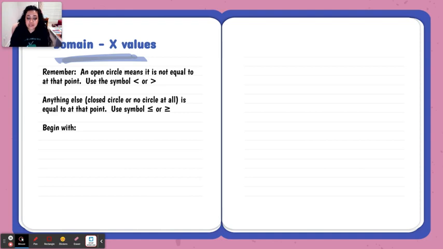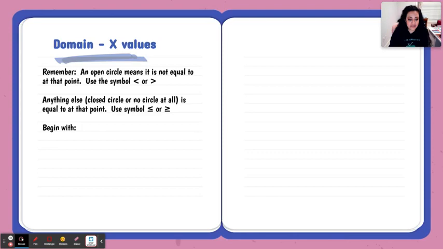And what I like to do is, depending on what they're asking for, domain or range, I always like to begin with my symbols and the letters. So in this case, domain, which is my x values. Domain is my x values, so I like to start with the less than symbol, then the variable x, and then another less than symbol, because I know x is going to be between my left value and my right value. So that's how I determine my domain or my range.